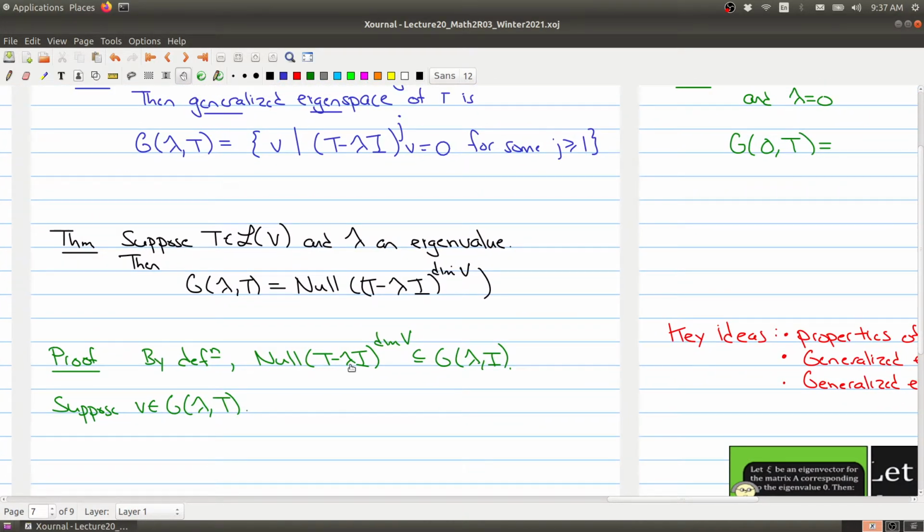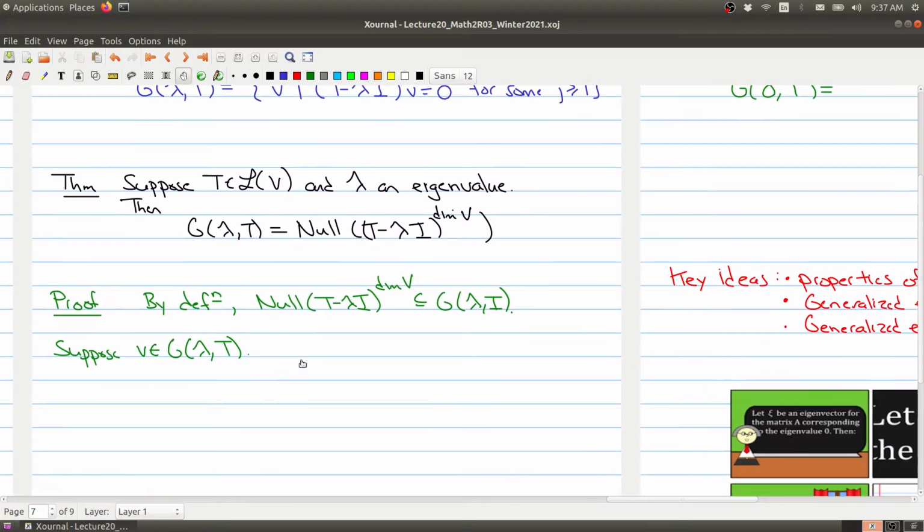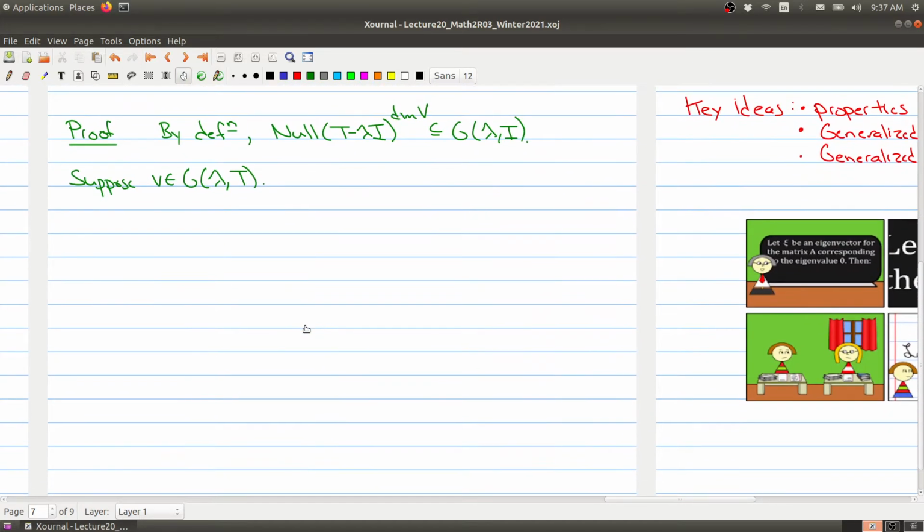Okay, so by definition, the null space of (T minus lambda I) to the dimension of V has to be inside of the generalized eigenspace, right? Because I can take the j to be the dimension of V. Anything that's killed by this operator would automatically be in the generalized eigenspace. So what we need to do is show the reverse. If I take anything in here, I can show that it's in this null space. Okay, so let's take a vector in the generalized eigenspace.